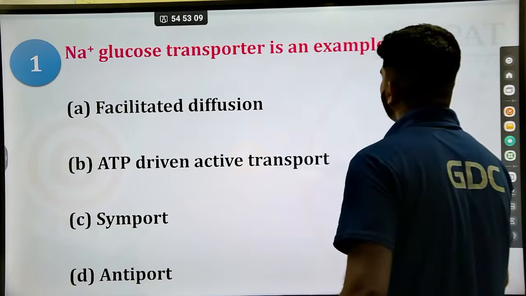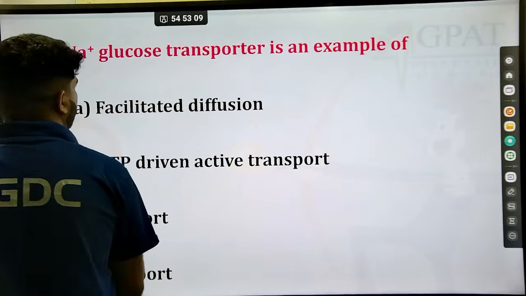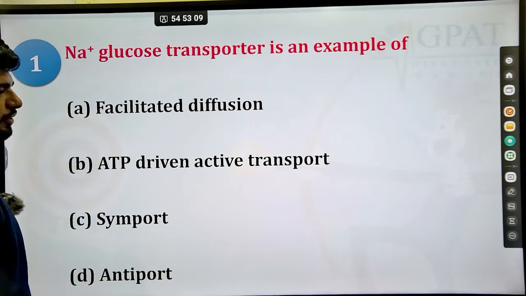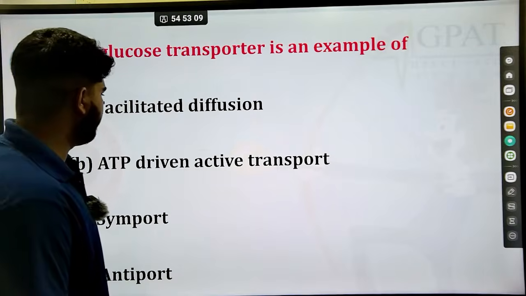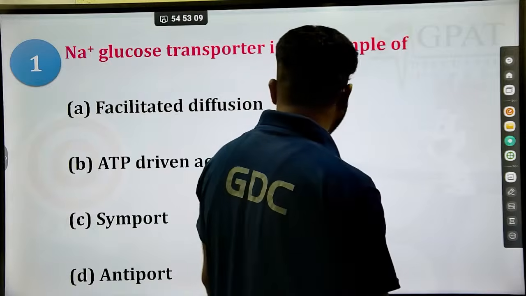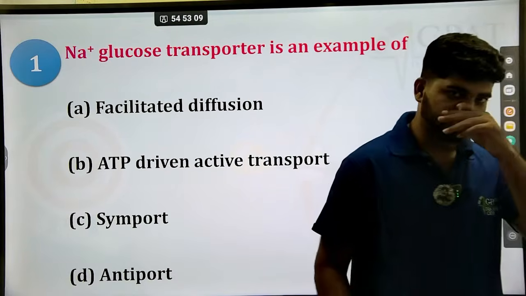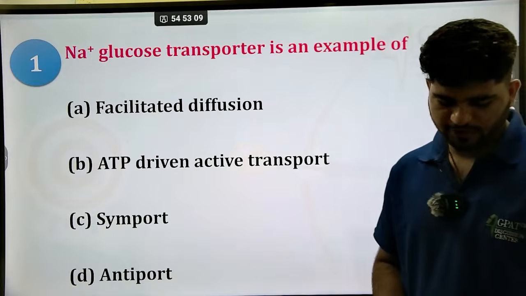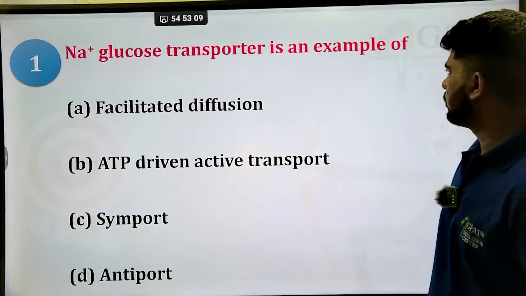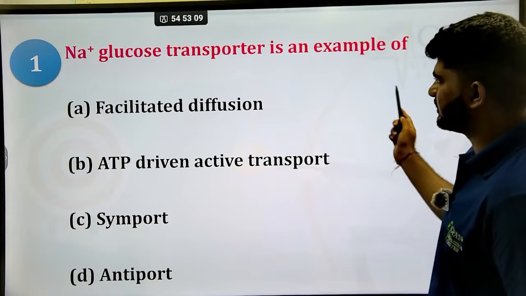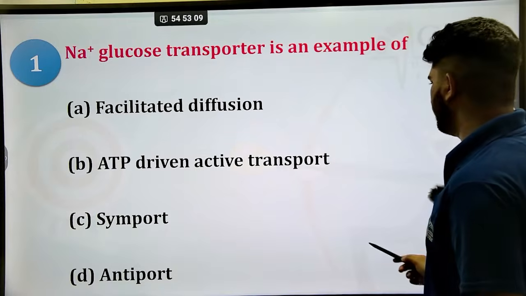Sodium glucose transporter is an example of which one, guys? Facilitated diffusion, ATP driven active transport, symport, or antiport. What is the answer to this question? Anyone? Sodium glucose transporter is an example of facilitated diffusion, ATP driven active transport, or symport.